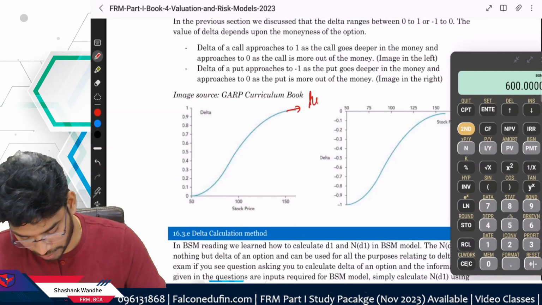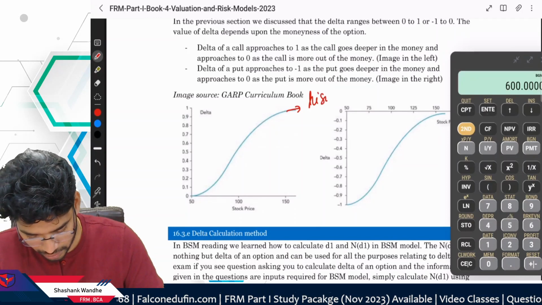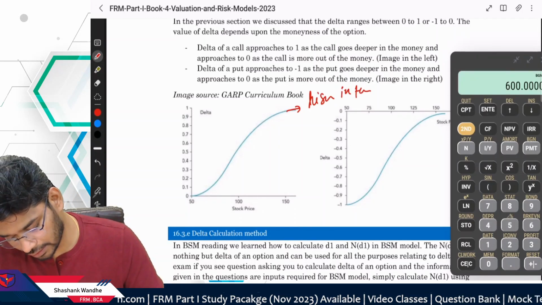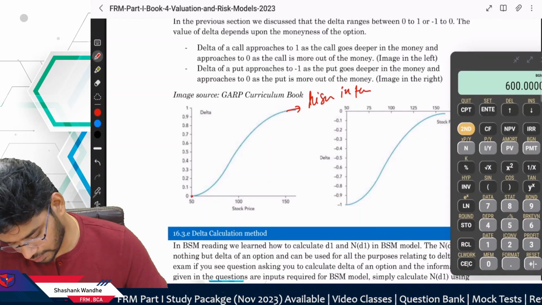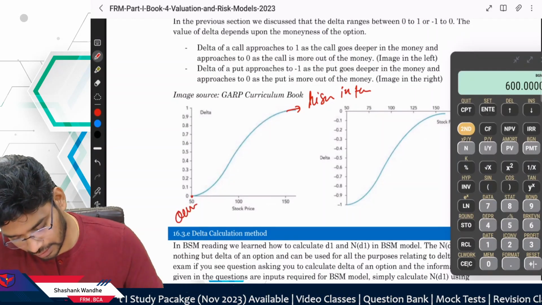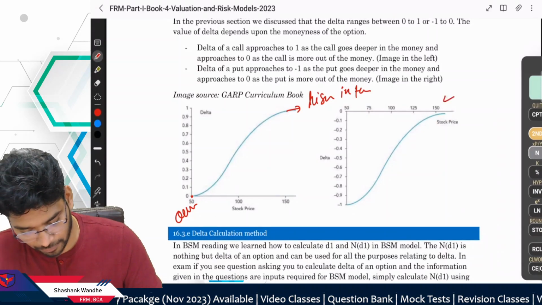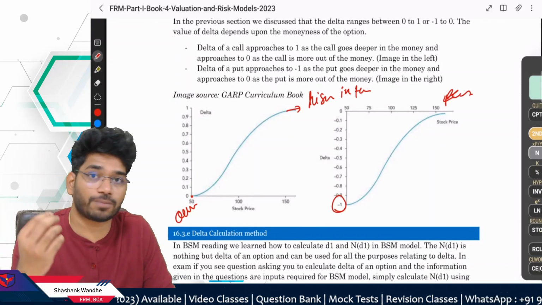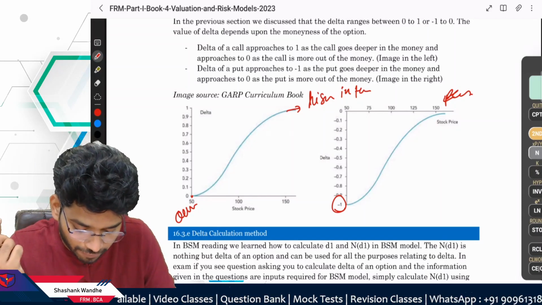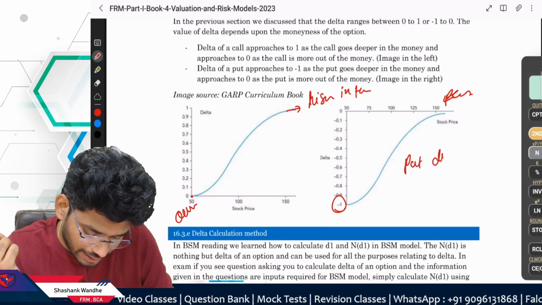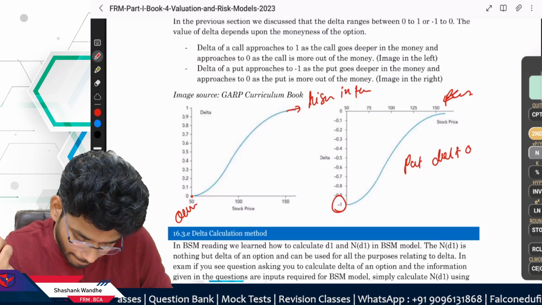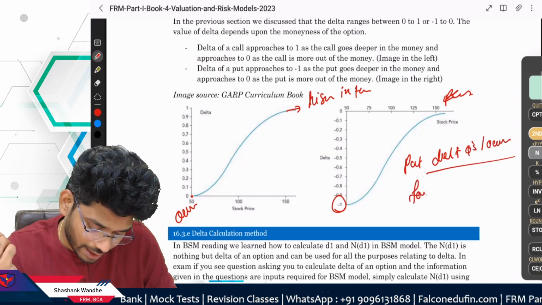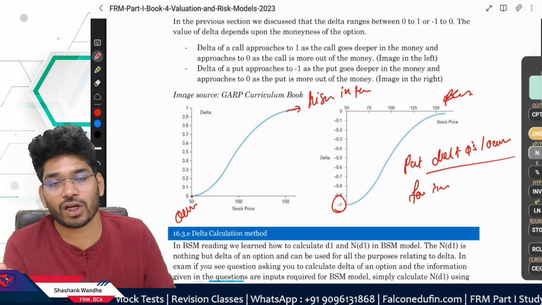Delta is highest for an in the money option and lowest, that is 0, for out of the money. Similarly, the same is applicable for the put, but with the negative sign, remember. So in case of a put, you have to remember the statement: in case of a put, delta is lowest for an in the money option.